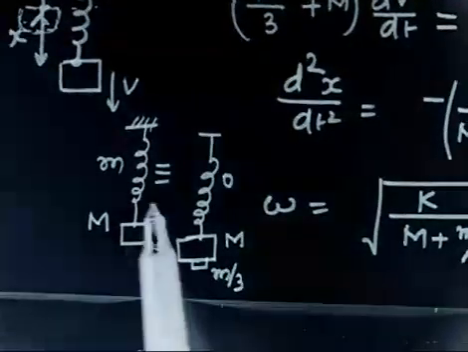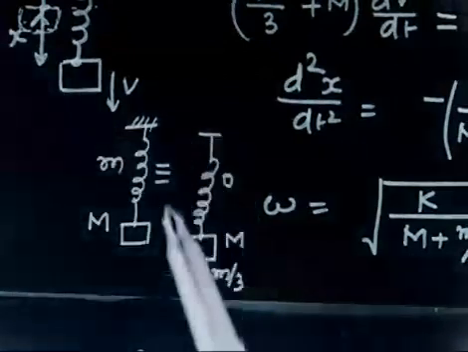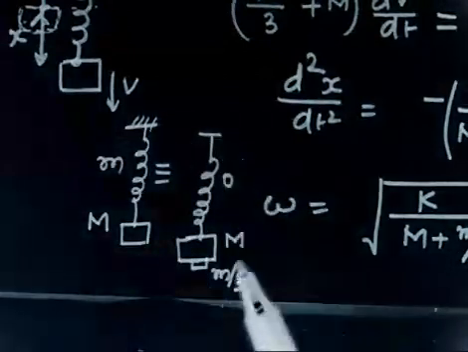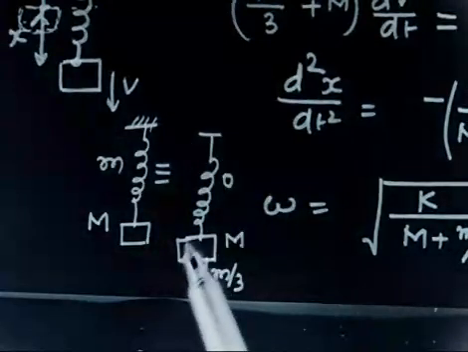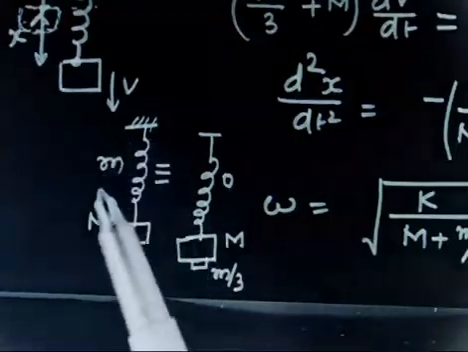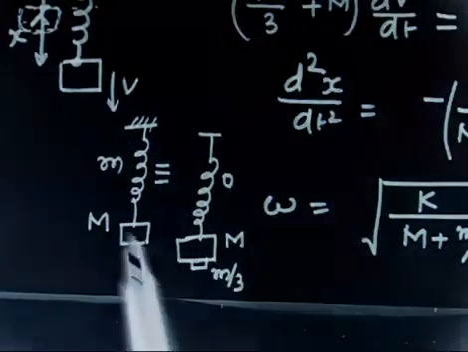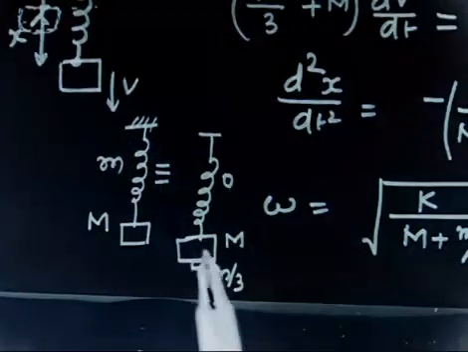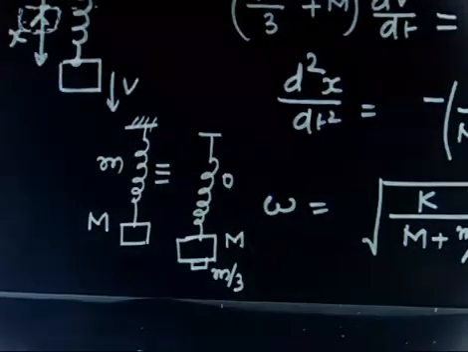So I can basically represent this system ideally by this system, because the mass M is already there, and I have added an m by 3 mass corresponding to the spring mass. So this is an equivalent system for this system. So this system is equivalent to this system.